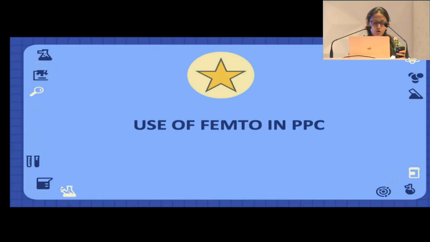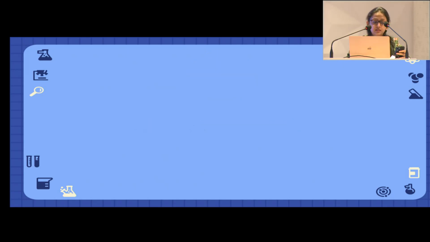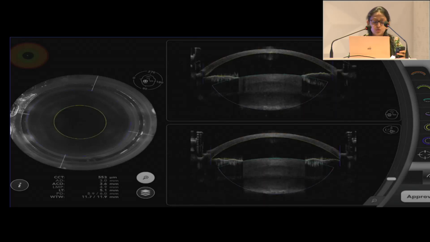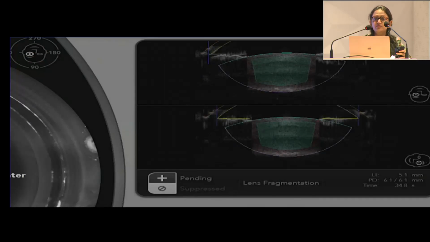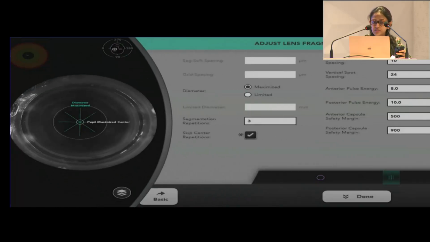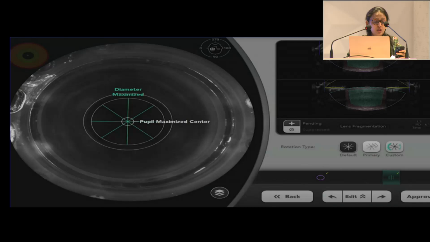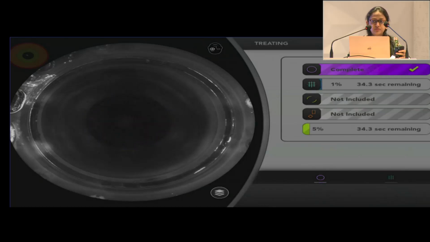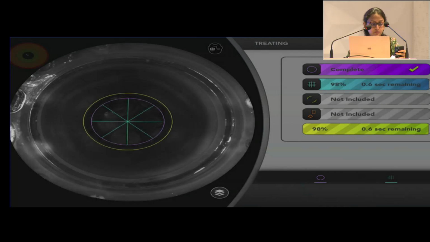So what is the use of femto in PPC? The advantage of femto in PPC is that the nucleus is already divided and very little manipulation is required. Preset laser energy usually depends on the amount of nucleus sclerosis. Normally we keep it around 500 micron from the posterior capsule, but in case of a PPC, we can keep it around 800 to 1000 micron from the posterior capsule based on the OCT. This is to prevent any inadvertent damage to the posterior capsule.